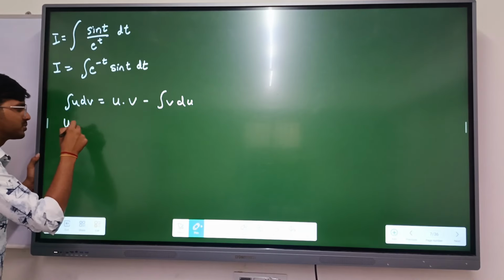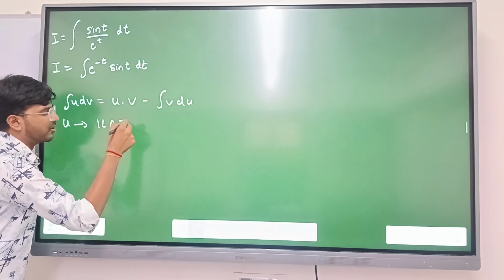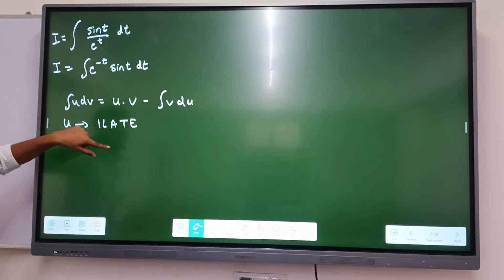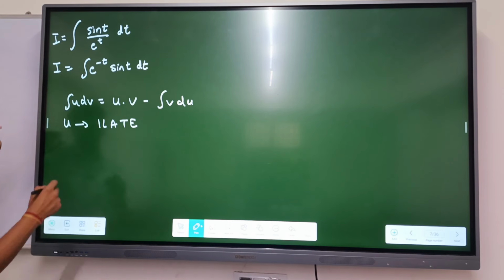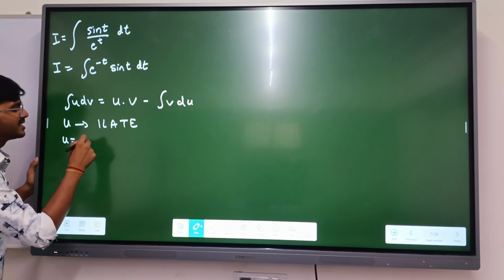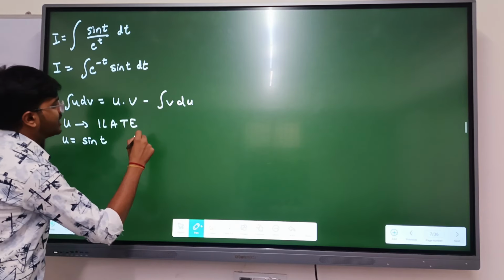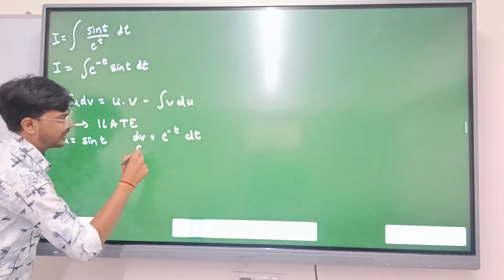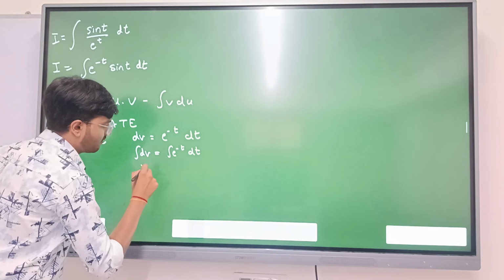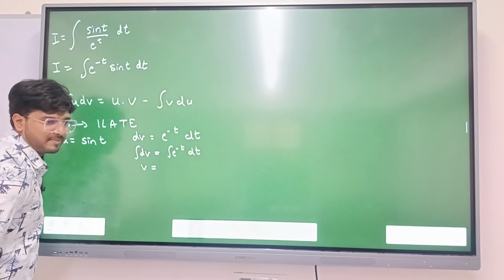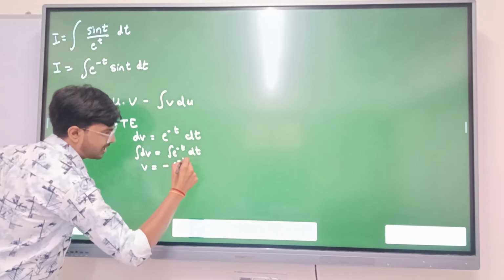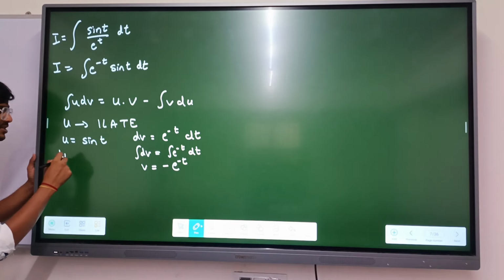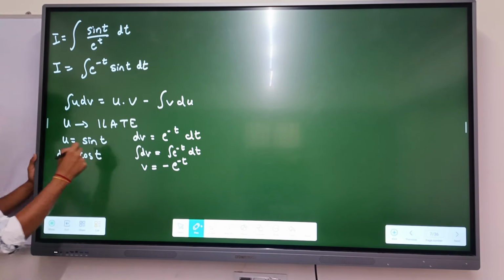How to select u? To select u, we use the Euler rule. According to the Euler rule, inverse not there, logarithm not there, algebra not there, trigonometry is there. So u would be equal to sin t and dv would be equal to e^(-t) dt. So v would be the integration of e^(-t) dt, which is minus e^(-t), and du, differentiation of sin t, is cos t.